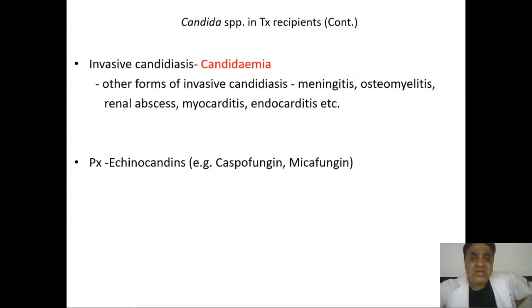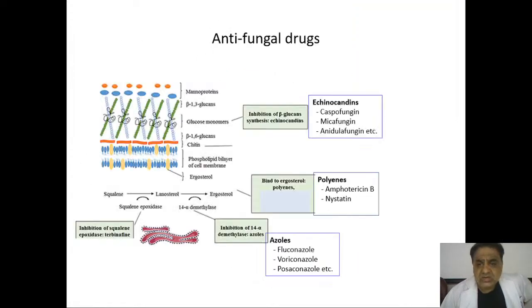In the transplant setting, the most dreaded complication is candidemia. Other forms of candidiasis are meningitis, osteomyelitis, renal abscess, and myocarditis. The drug of choice for candidemia and invasive candidiasis is caspofungin or micafungin. Caspofungin and micafungin are the echinocandins, which inhibit the beta-glucans.